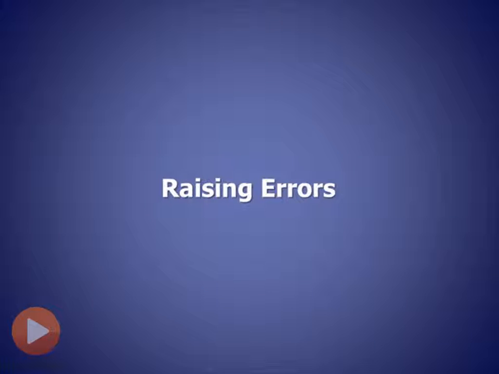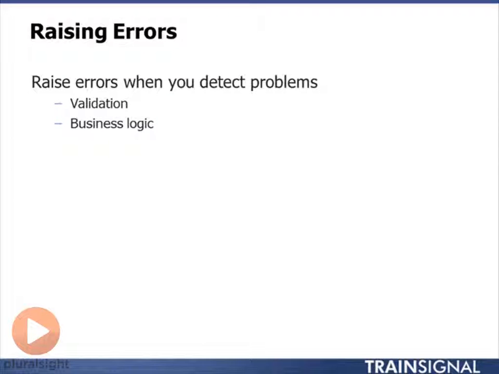The next question then becomes, well, what happens if we want to raise our own error? We want to let the outside world know that something went wrong. This is where the two commands RAISERROR and THROW come into play. Now we can raise errors whenever we detect any form of a problem.